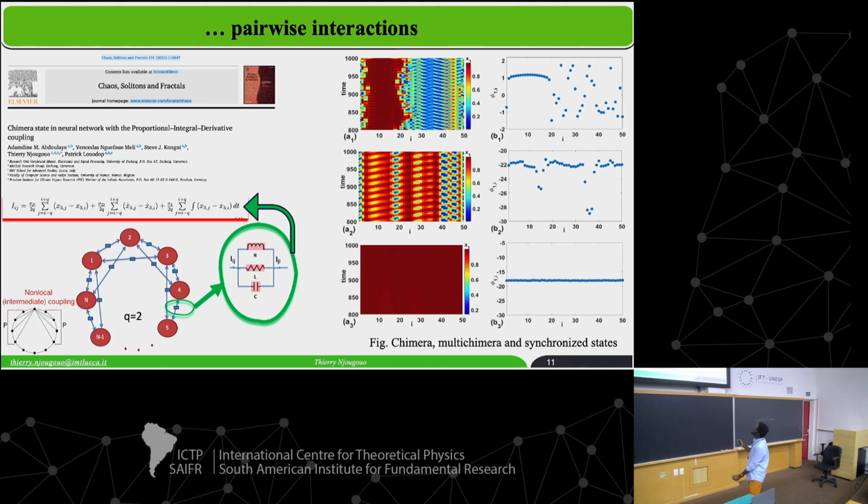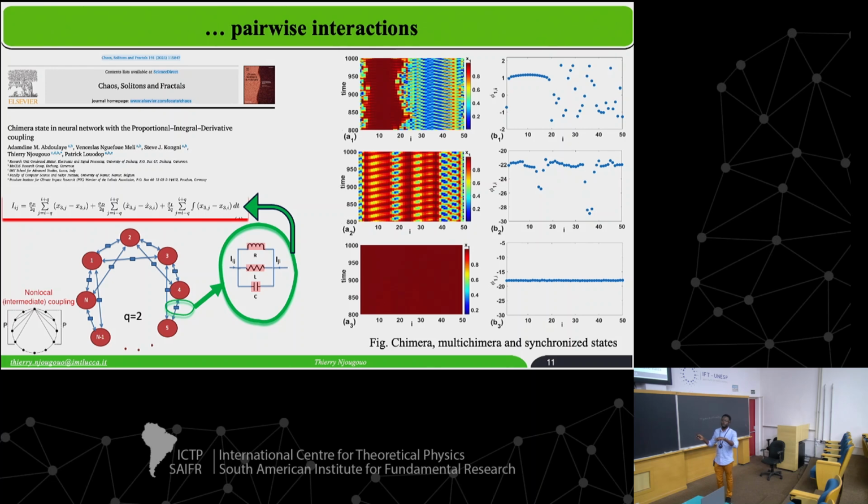Here, phi is just the phase of the node, exactly.